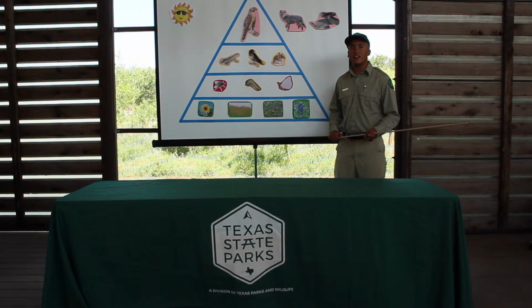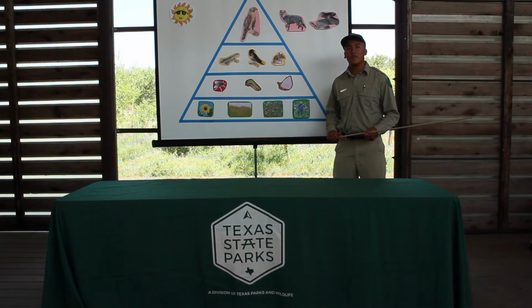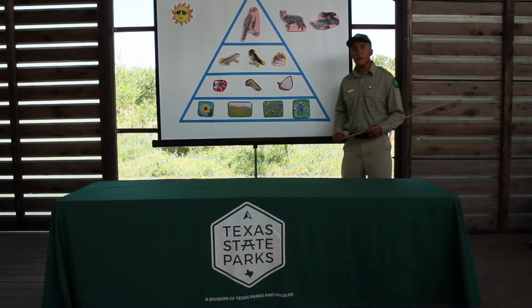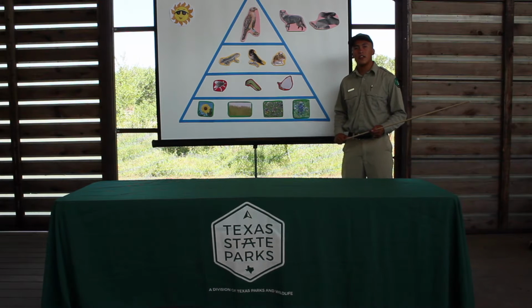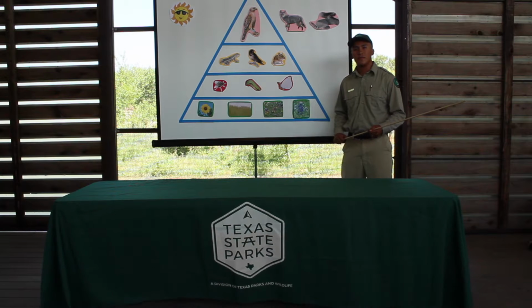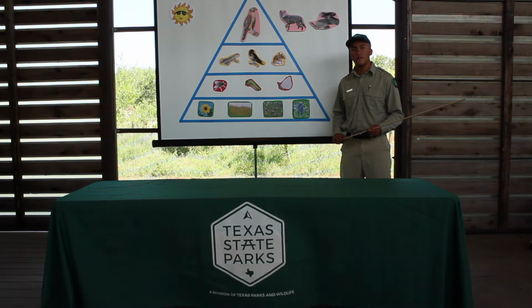A food pyramid starts out with the sun. The sun provides solar energy for plants to make food. Plants, producers, are the first level of the food pyramid. They use the sun's energy along with carbon dioxide from the air and water to make energy. They're called producers because they're able to produce their own food.